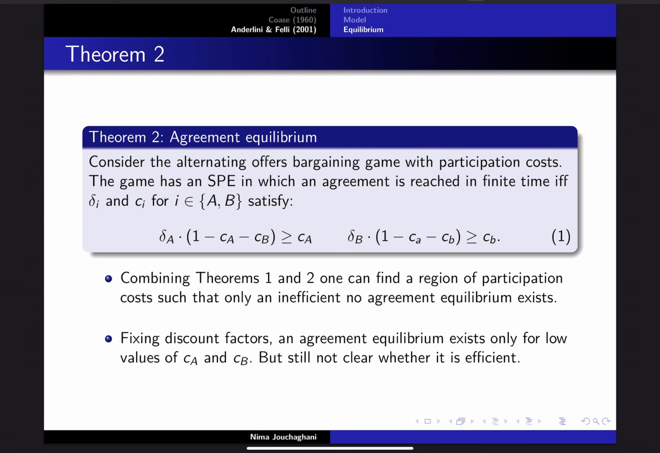The second theorem is referring to an agreement equilibrium. So if we again consider the bargaining game that I introduced before with participation costs, the game has a subgame perfect Nash equilibrium in which an agreement is reached in finite time if and only if the pair of discount factors and cost parameters for the individuals satisfy those two inequalities.